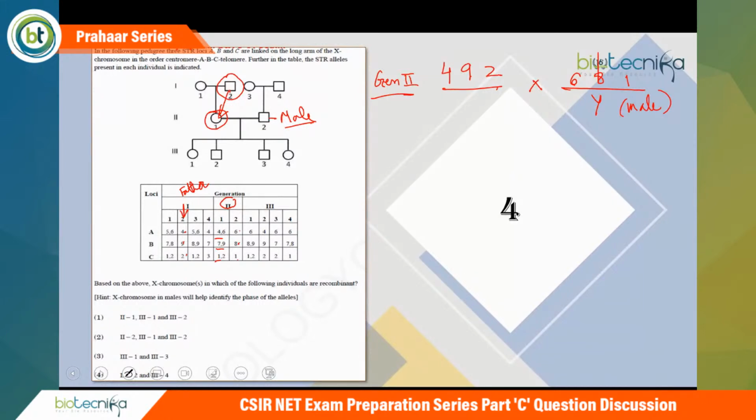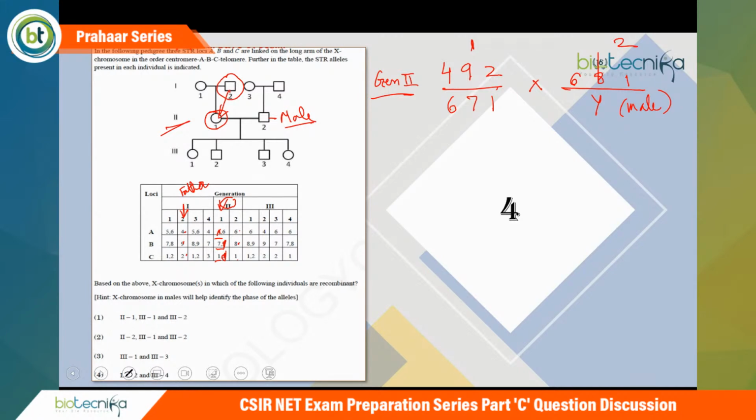Now, if you take out 4, 9, 2 from this individual here, so 4 eliminate, 9 eliminate, 2 eliminate. What are we left with? We are left with 6, 7, and 1. That means on the other chromosome, it is 6, 7, and 1 that is present. So 6 allele for A, 7 allele for B, and 1 allele for C. Now we have written down the genotype in linked gene format for generation 2, 1 individual and 2 individual.